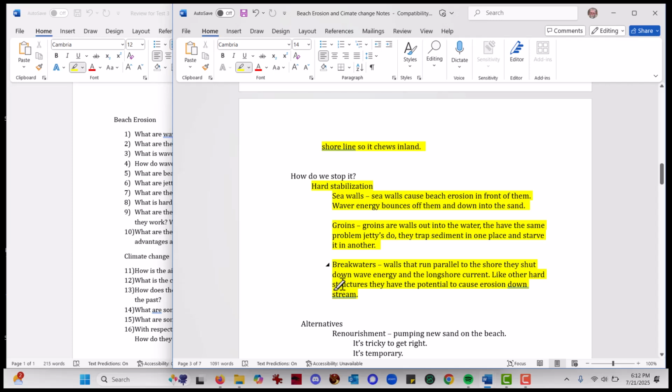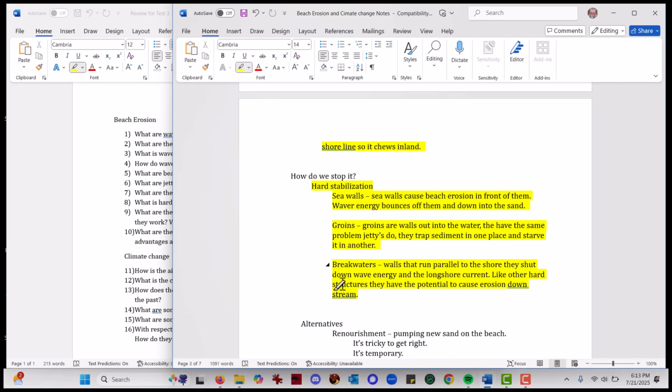Seawalls are walls meant to protect property. They do an okay job of protecting what's behind them. Not great, but okay. But the beach in front of them is just going to go away. You don't have seawalls and beaches. So those two things just don't go together. The minute that wave energy touches that wall, that beach is gone.